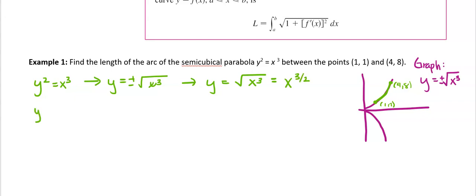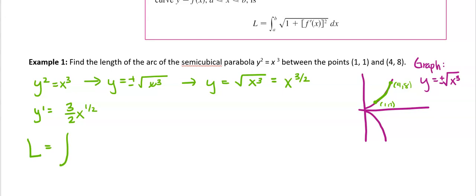Okay, so now let's calculate that derivative. I like to calculate the derivative beforehand so that I'm not having to do a lot of calculation once I get into the integral setup. So the derivative of this is 3/2 x to the 1/2. So we are ready to go. We are going to take this function and figure out the length.